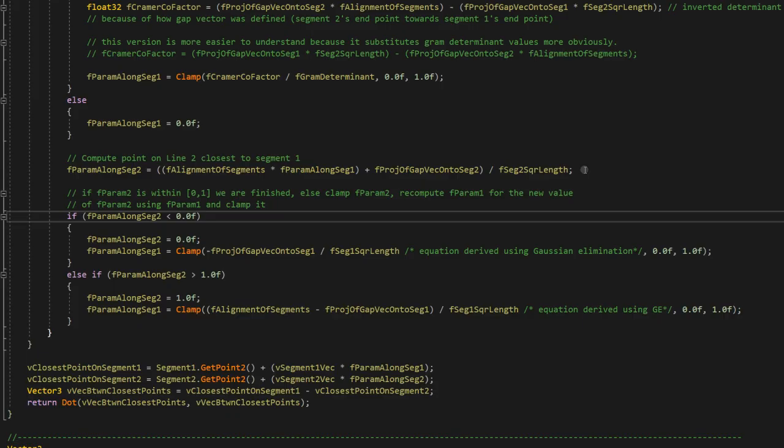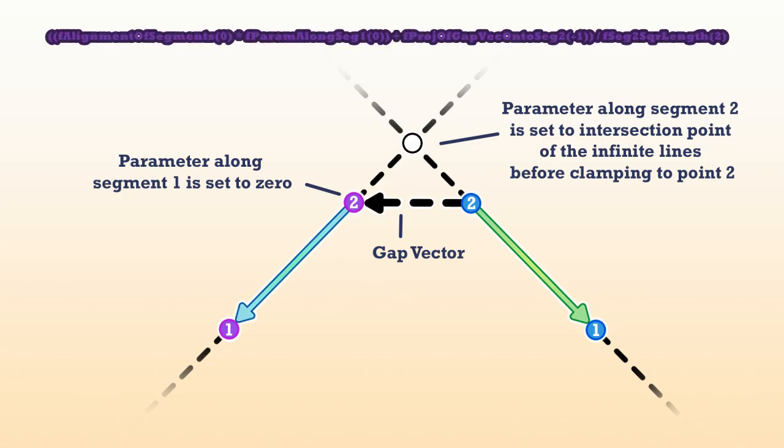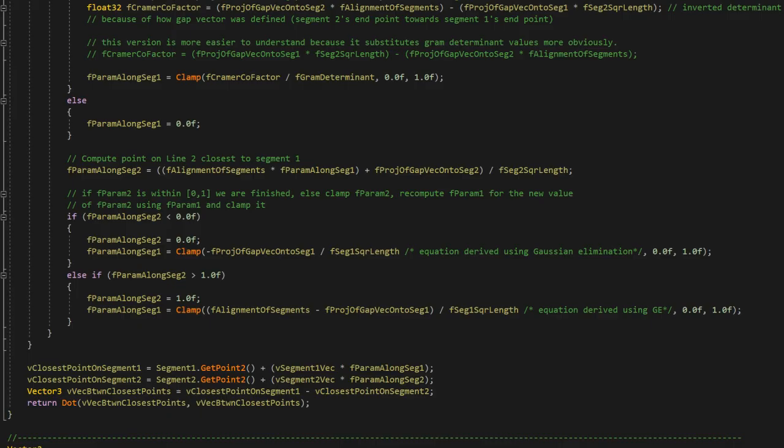In this example, with the segments being perpendicular, the alignment is 0, which leads to the parameter along segment 1 equating to 0. The parameter along segment 2 ends up being minus 0.5: 0 times 0, add minus 1 divided by 2. You can see that it puts us where the infinite lines would be intersecting. If the gap vector was larger, the intersection point would be further away, because the value is scaled exactly by that.